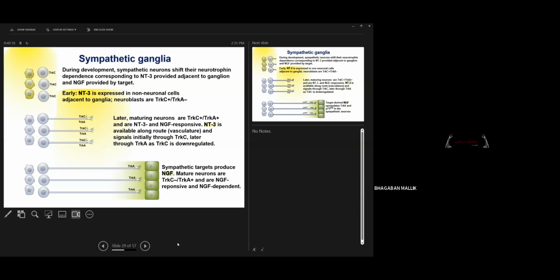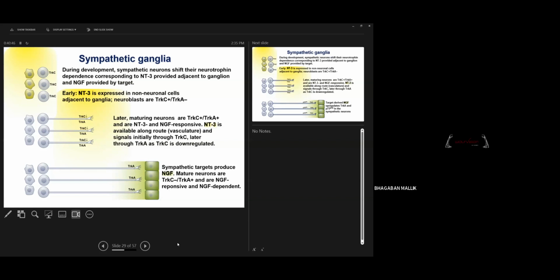One is neurotrophin 3 and another is NGF. In the earlier stage of the development, the non-neuronal cells express neurotrophin 3, NT3. So NT3 is basically expressed in the earlier stage of the development in the non-neuronal cells, which are present adjacent to the ganglia or neuroblast, the progenitor for the neural cells. These are the neuroblast. So these non-neuronal cells express NT3.